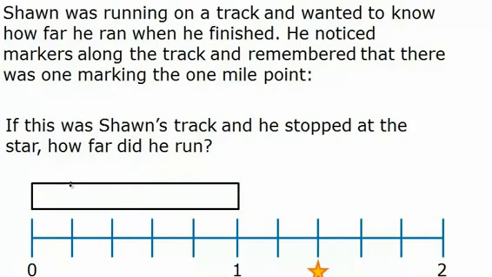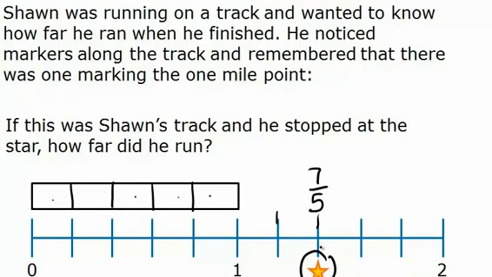If I look at where the markers are already split between the miles, I see that I have 1, 2, 3, 4, 5 pieces to make the first hole. That tells me that Sean's track was split into fifths of a mile. I also see that he ran a total of 7 fifth-sized pieces, 5, 6, 7. So Sean ran 7 fifths of a mile, or the star is at the location 7 fifths.